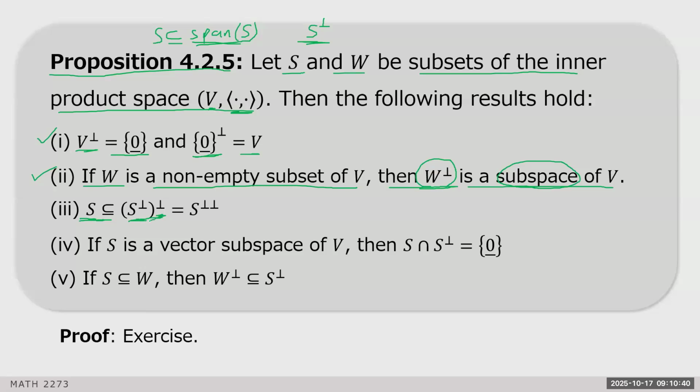You should sit and try to prove these things. And instead of writing the orthogonal complement of the orthogonal complement of S, we write it like this: S with two perpendicular symbols. So don't write that S is contained in S perpendicular. That is not true. S is contained in S perpendicular perpendicular, the orthogonal complement of its orthogonal complement.